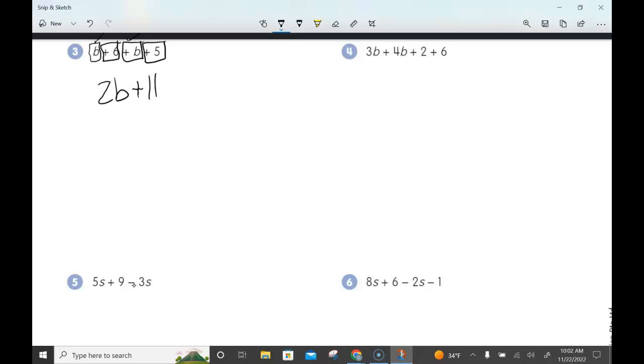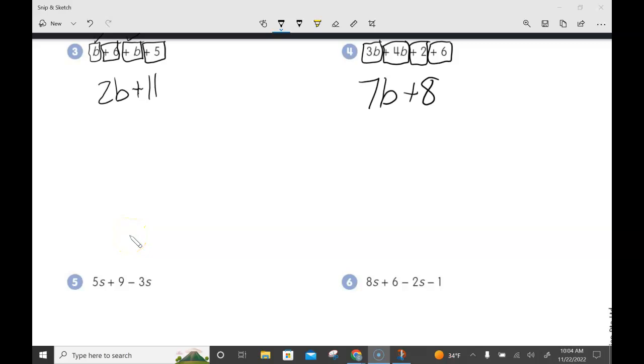Let's take a look at number 4 now. So again, boxing everything in helps us out here. And it's good to include the plus or minus sign so you can focus in on what you need to do. So 3b plus 4b, we can see a 7b plus 2 and 6 is going to give us positive 8 there. So we have 7b plus 8 to simplify this algebraic expression.